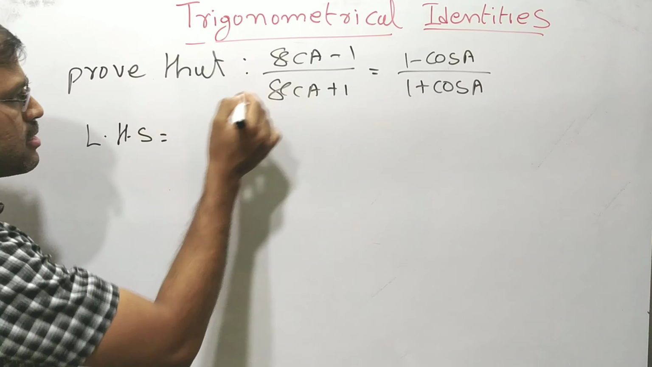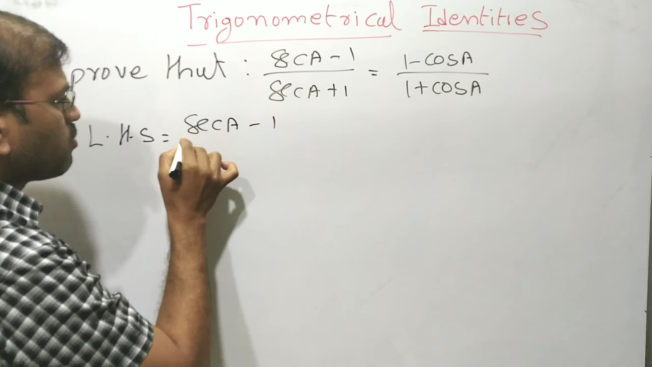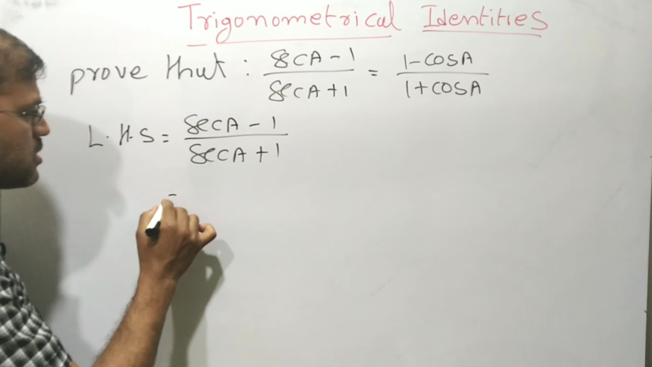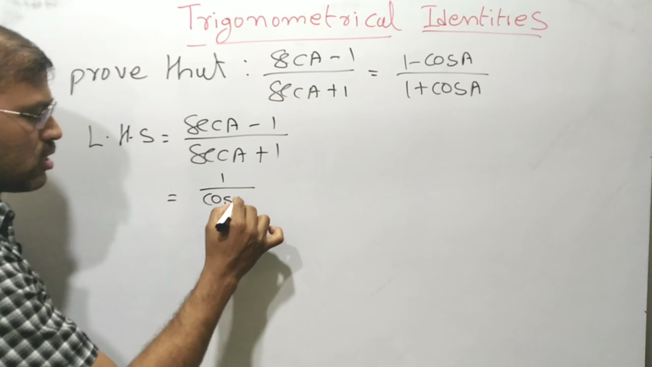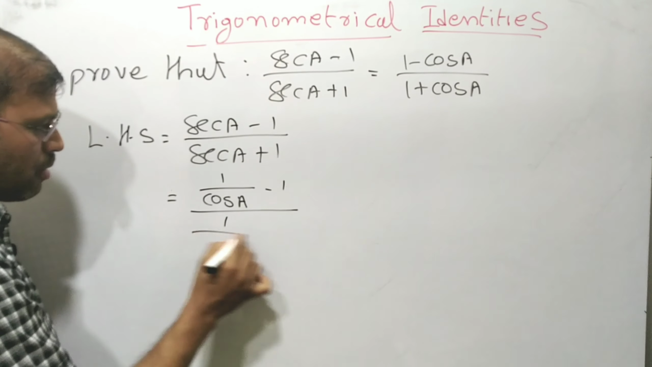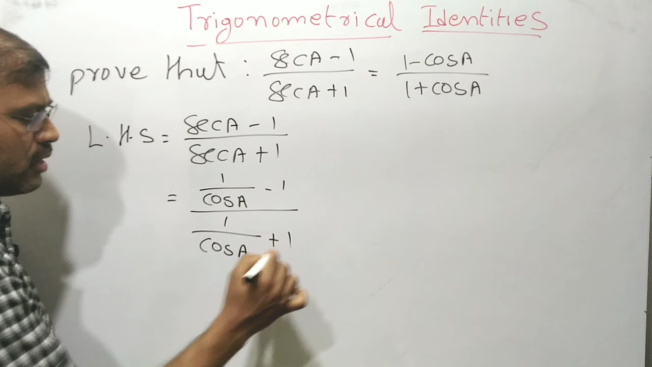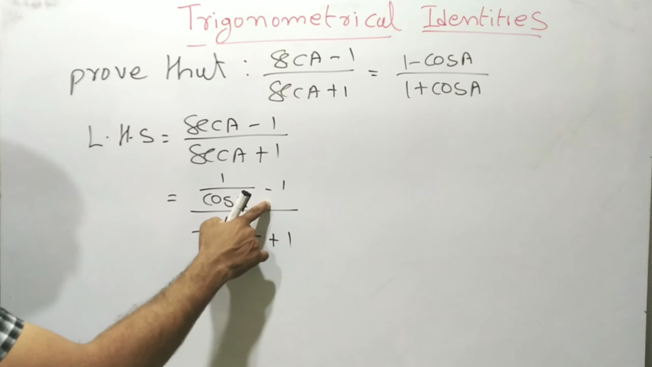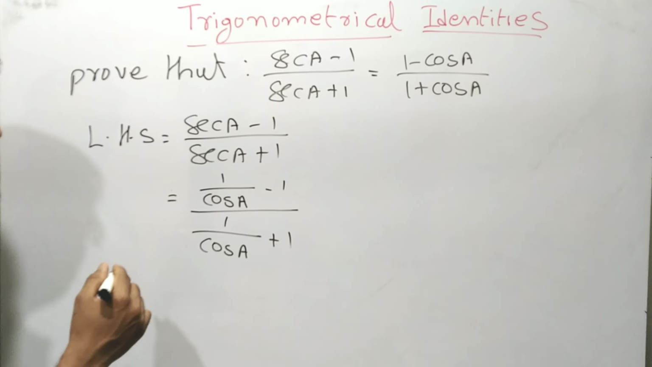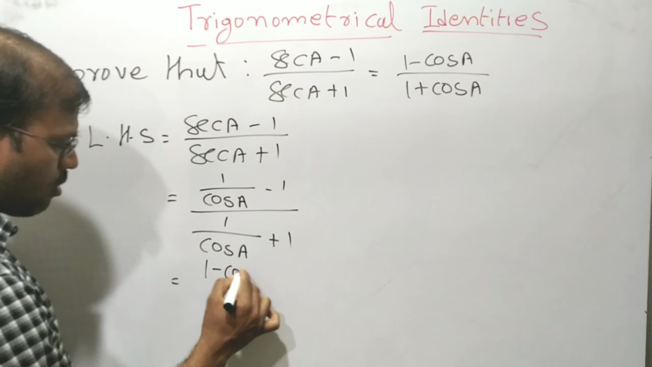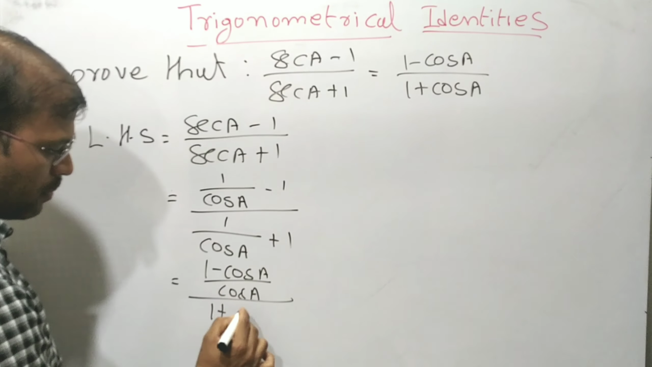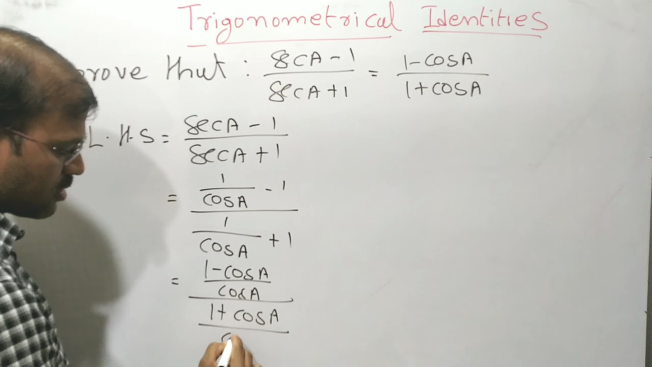So I have taken the LHS. LHS is what? Sec A minus 1 upon sec A plus 1. Now what is the formula of sec A? 1 by cos A. Sec A formula is 1 by cos A, so we get 1 by cos A minus 1 upon 1 by cos A plus 1. The next, you take the LCM in the numerator and also in the denominator. So that is what you will get: 1 minus cos A upon cos A upon 1 plus cos A upon cos A.